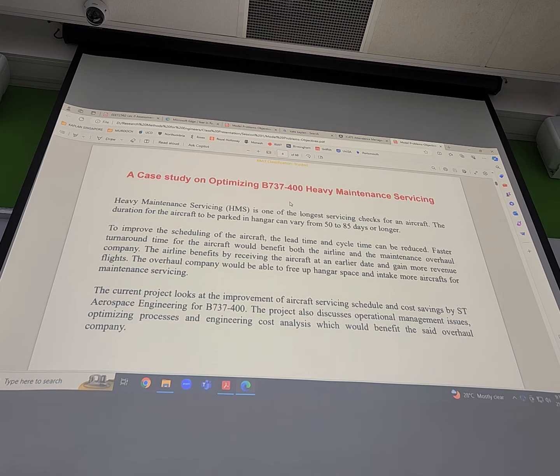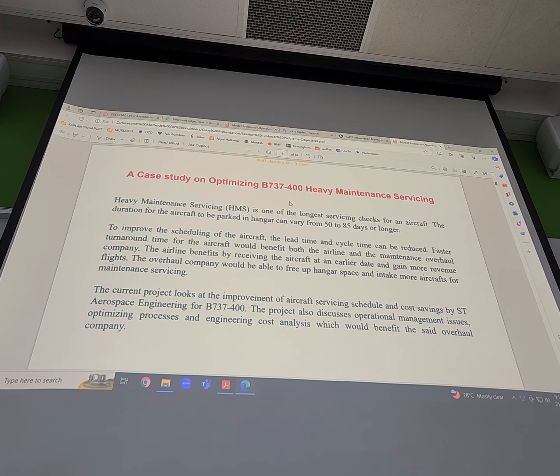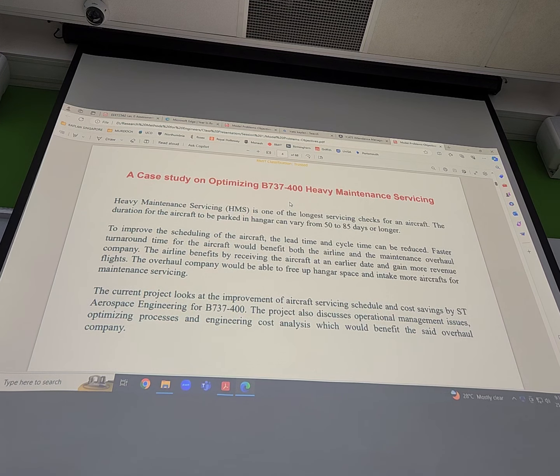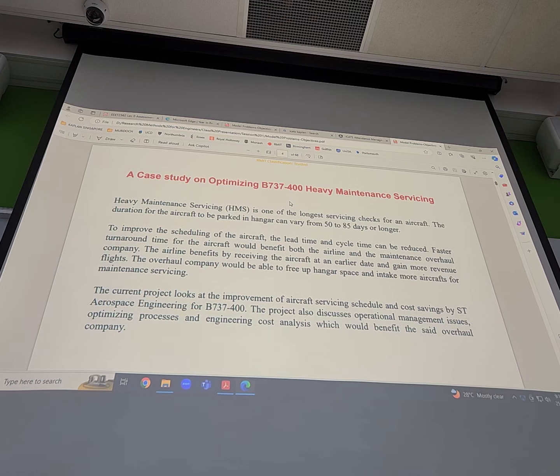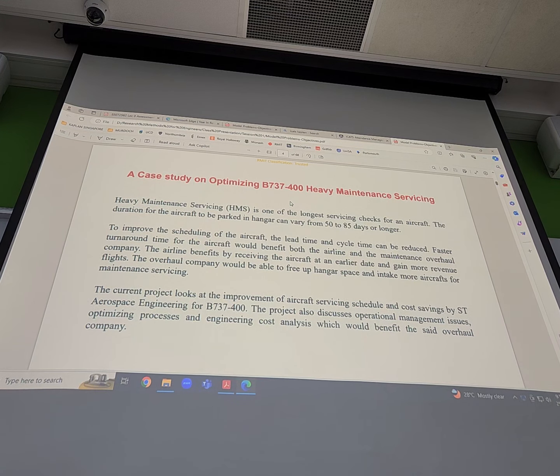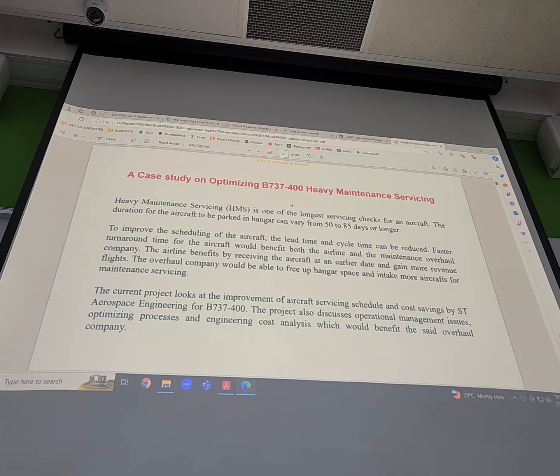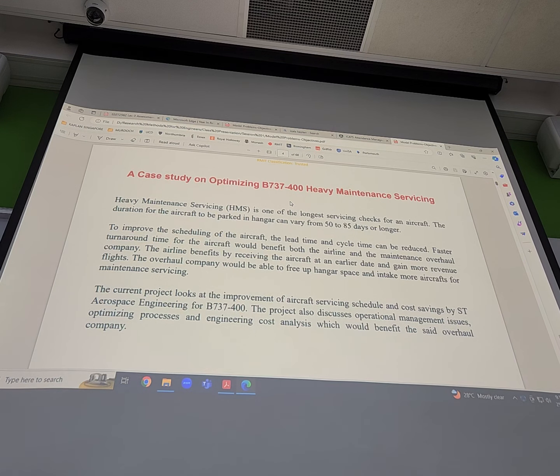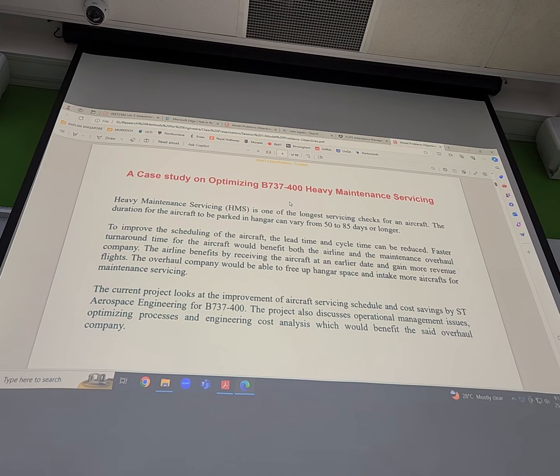The next one is optimizing the maintenance scheduling or servicing of a particular aircraft. Generally, the student writes that complete maintenance servicing takes the longest, 50 to 85 days or longer. Here, to improve the scheduling of the aircraft, the lead time and cycle time can be reduced. There are different types of operations involved in the maintenance, repair and overhaul. If you properly reduce them, ultimately the objective is to reduce the duration.